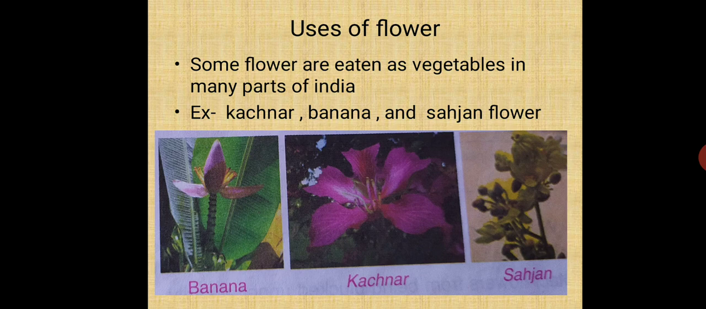Another use of flowers: some flowers are used as vegetables in many parts of India. For example, kachnar, banana and shaja flowers. You can see in the picture these types of flowers are used as vegetables in many parts of the country.